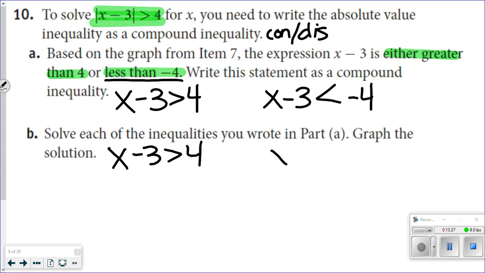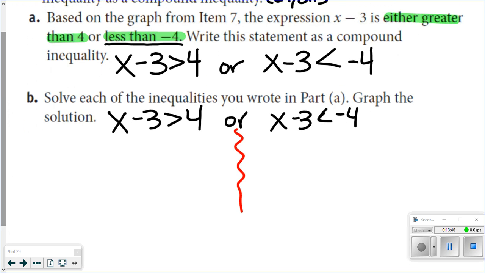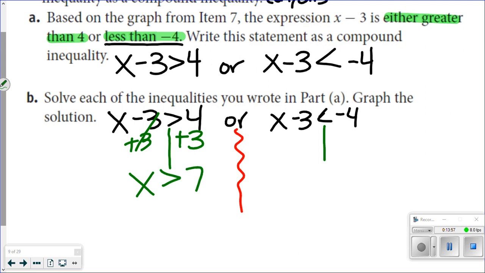Pause the video. These are two separate inequalities, so we're going to solve them separately. We solve them both the same way, though. So if I draw my lines down to keep myself balanced and organized, add 3, we get x is greater than 7, or add 3 again, x is less than -1.